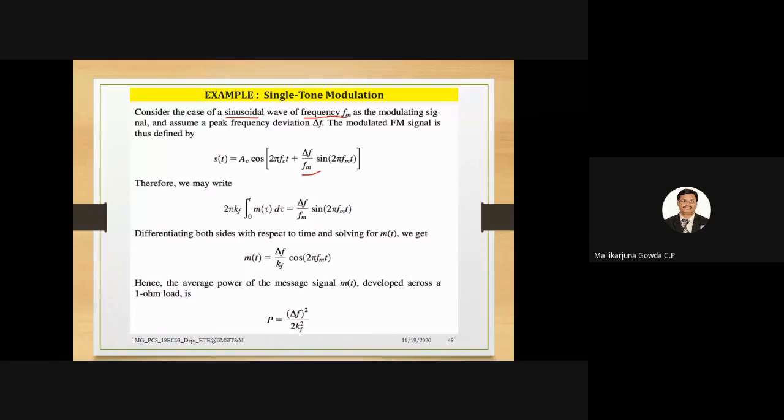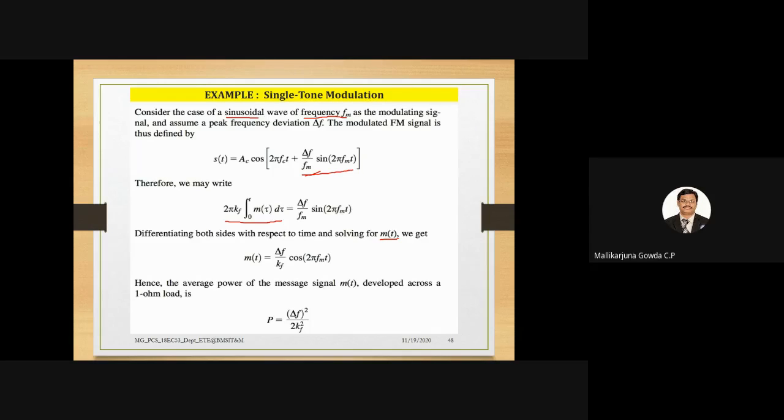Usually we write Ac cosine of 2 pi fc t plus this term, 2 pi k of integral 0 to t m of tau d tau, right? So now I am equating the second term to this one. 2 pi k of integral 0 to t m of tau d tau is nothing but delta f by fm into sine 2 pi fm t. If I differentiate this equation with respect to time and solve for m of t, then what do I get? 2 pi k of m of t on the left, and delta f by fm into the derivative of sine of 2 pi fm t on the right.